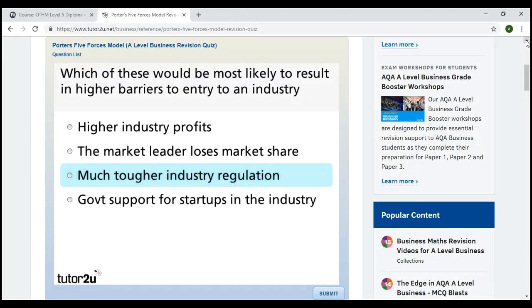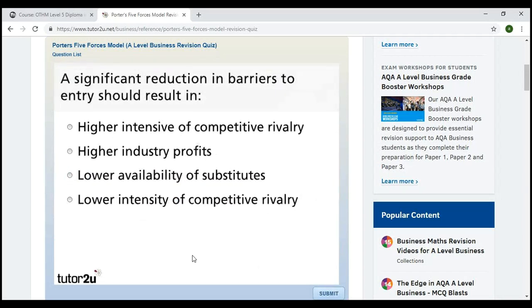Which of these would be most likely to result in a higher barrier to entry? Higher industry profit, market leader, much tougher industry regulation, or government support? Higher barrier to entry to industry. Well, government regulation will be tough, not the profit, so I think it is C, much tougher industry regulation. Okay, well done, correct, great.